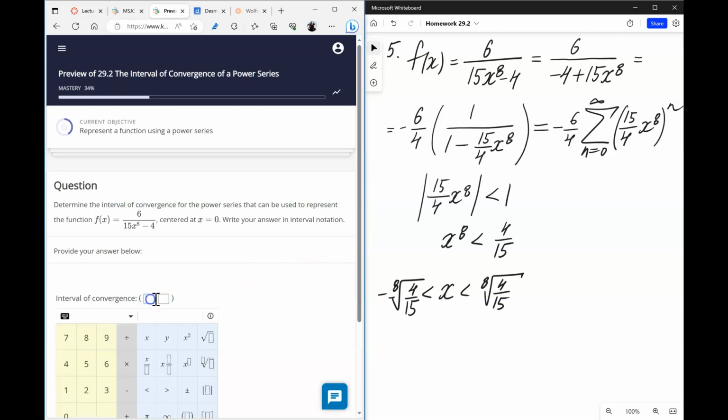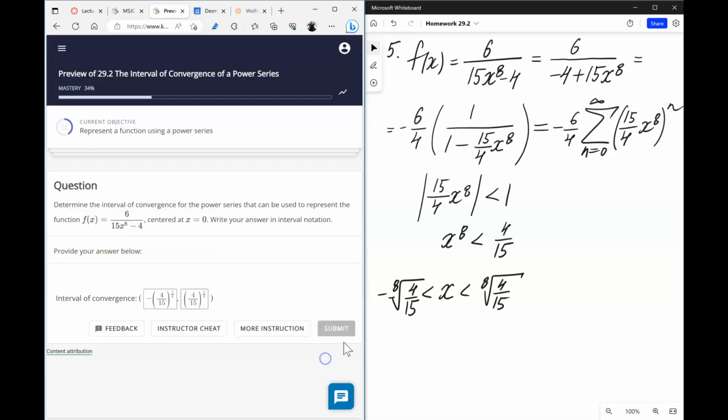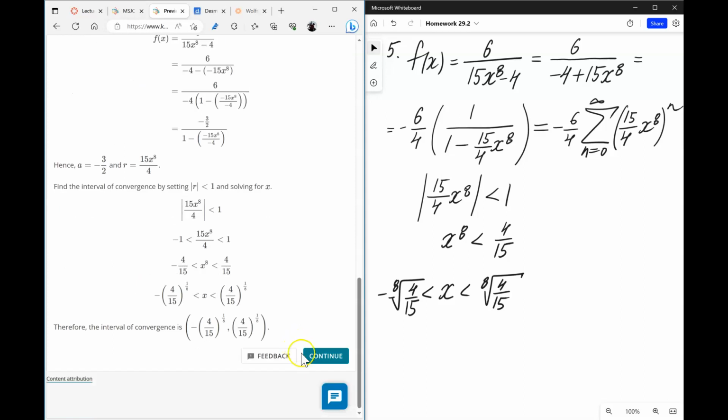And here it's not clear whether I should write it exactly or approximately, so I guess I'm going to write it exactly. So we're going to have negative 4/15 to the power 1/8. That's the interval.